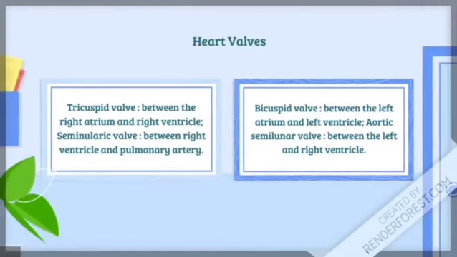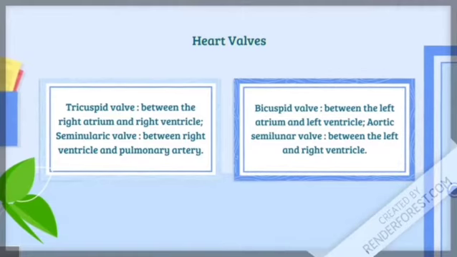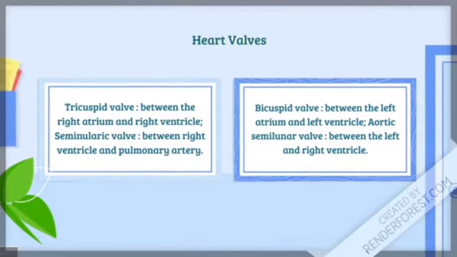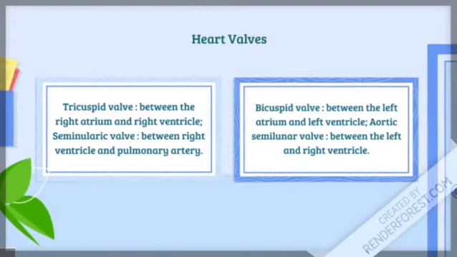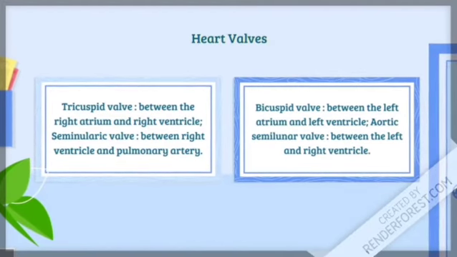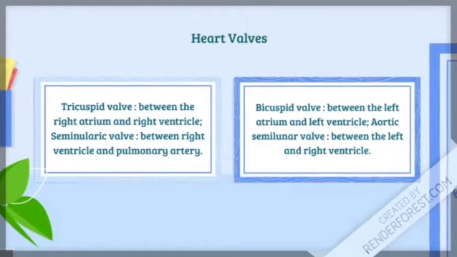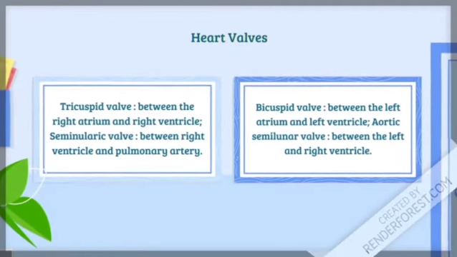Heart valves. Tricuspid valve between the right atrium and right ventricle. Semilunar valve between the right ventricle and pulmonary artery. Bicuspid valve between the left atrium and the left ventricle. Aortic semilunar valve between the left ventricle and the aorta.